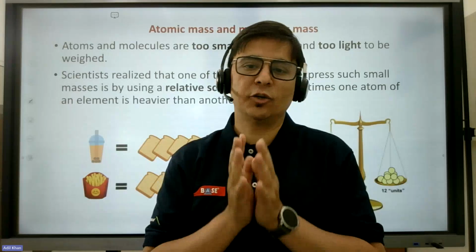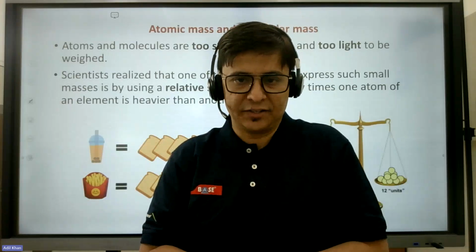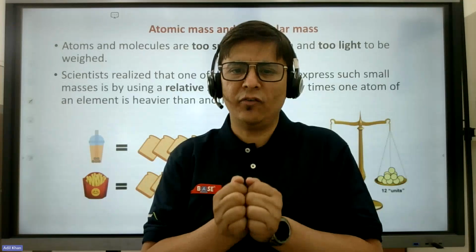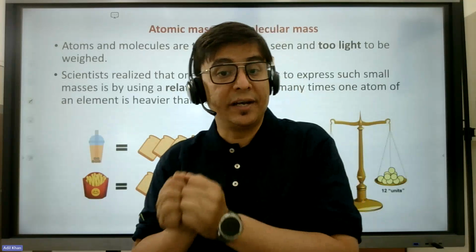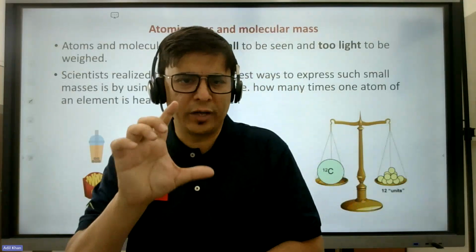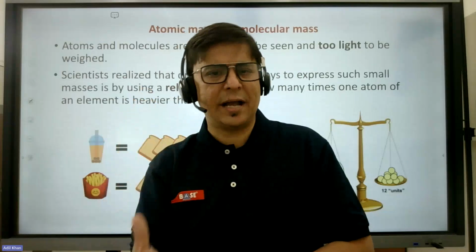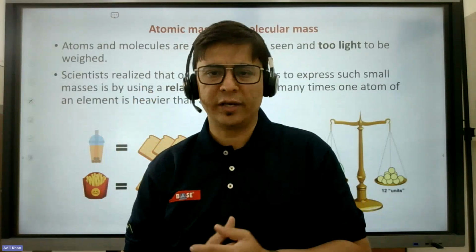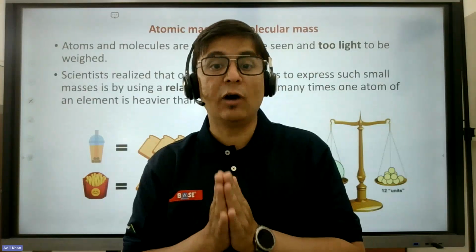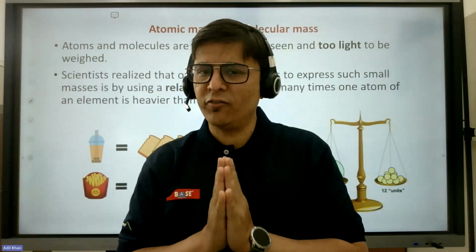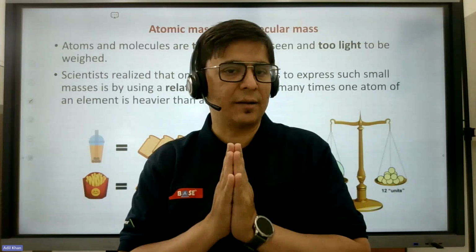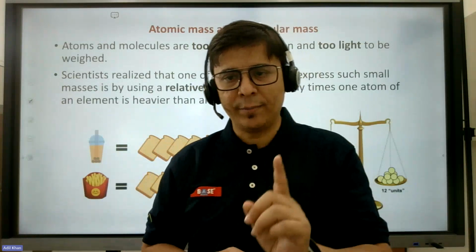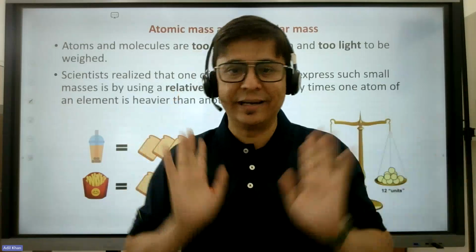There is an association known as IPK in France. They have a platinum iridium alloy cylinder of 1 kilogram as a sample. And using that sample in France, the entire world gets that iron mass of 1 kilogram. So we are basically finding out relative mass. We cannot find out absolute mass for atoms and molecules because they are too tiny and negligible in mass. So remember, no absolute mass, relative mass.